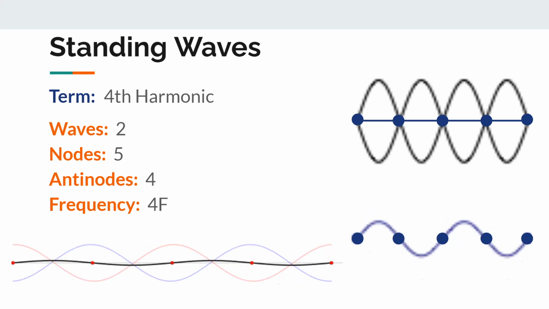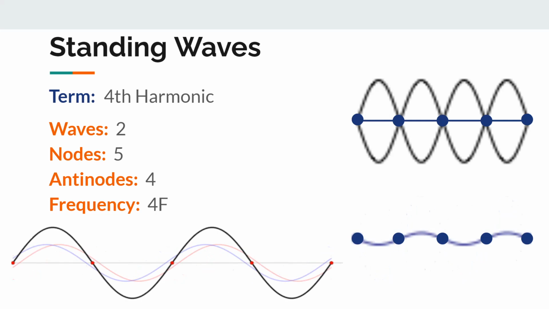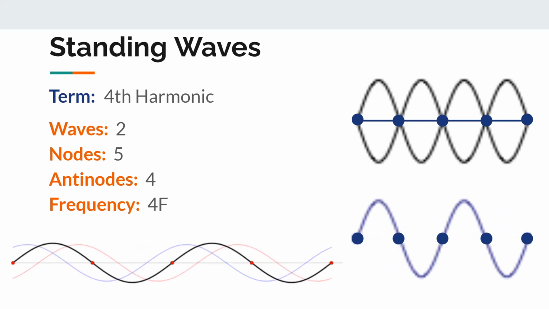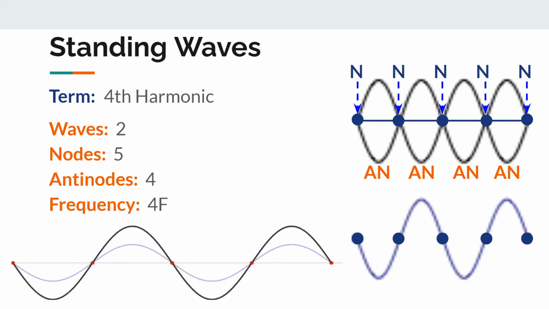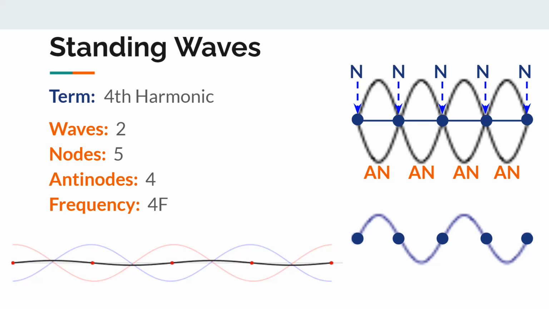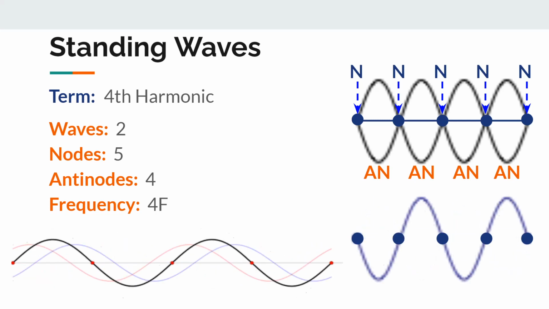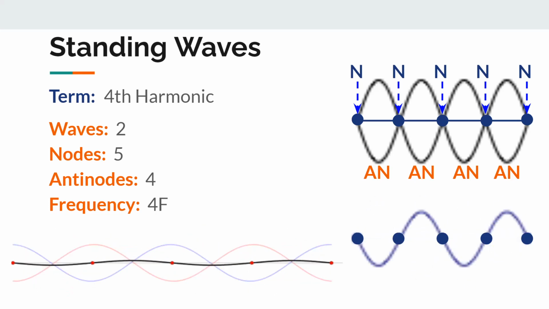Okay, it's the same thing. We're just adding half of a wave each time. We're adding a node and an antinode each time, and we're multiplying by a different factor for our frequency, 1 more each time. Okay, so my fourth harmonic, I have a total of 5 nodes and 4 antinodes. The frequency will be 4 times the fundamental, and there are a total of 2 full waves on the string.